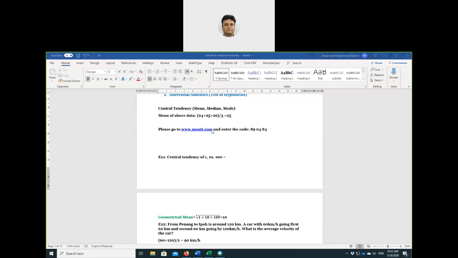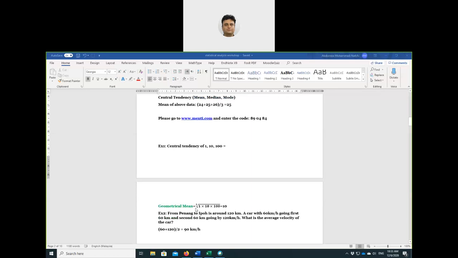In the geometric mean, instead of summing and dividing by 3, we take the third root. How many data do we have? 3. So we take the third root. If we have 4, the fourth root. If we have 5, the fifth root. Here, instead of adding, we multiply. 1 multiplied by 10 multiplied by 100, and the third root is equal to 10.